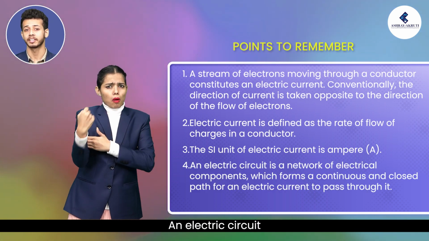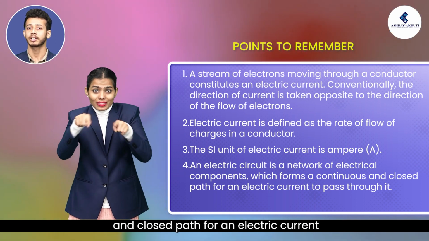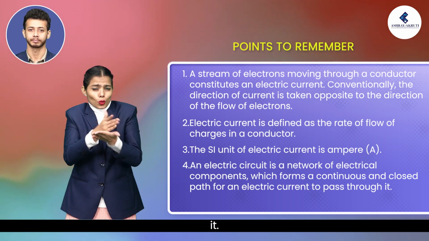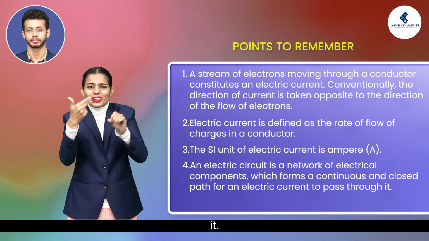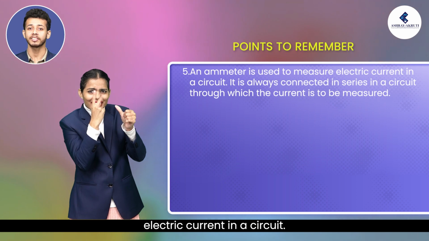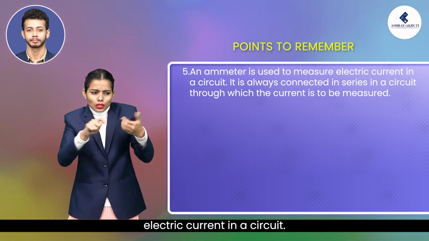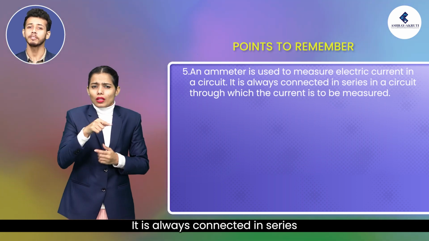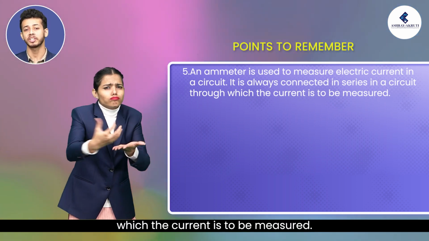An electric circuit is a network of electrical components which forms a continuous and closed path for an electric current to pass through it. An ammeter is used to measure electric current in a circuit. It is always connected in series in a circuit through which the current is to be measured.